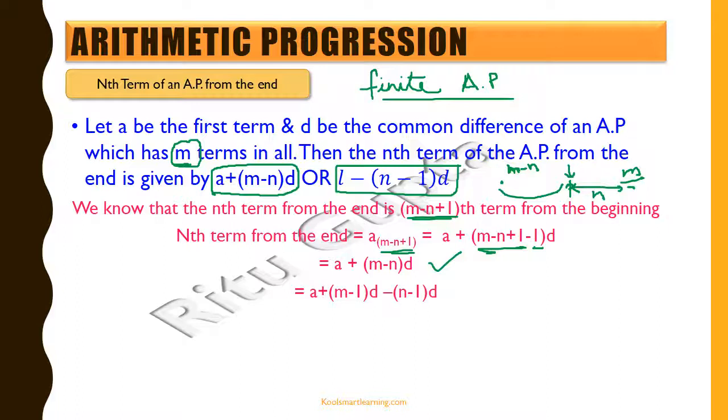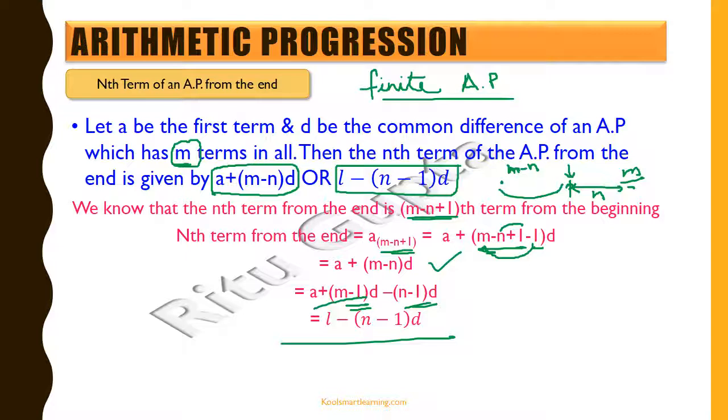Now we can also say that this is nothing but a plus (m minus 1) into d, minus (n minus 1) into d. We've just separated this. We've just taken this m minus 1 here and we've taken minus (n minus 1) here. So now a plus (m minus 1) d is nothing but the last term, which is l, minus (n minus 1) into d. An important thing here is that d does not necessarily have to be positive. The common difference of an AP can be negative also.